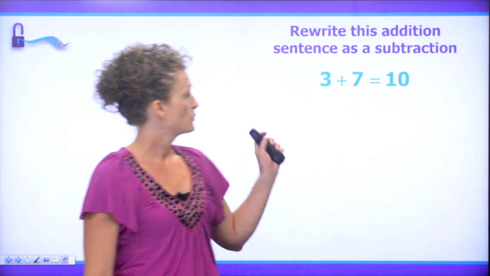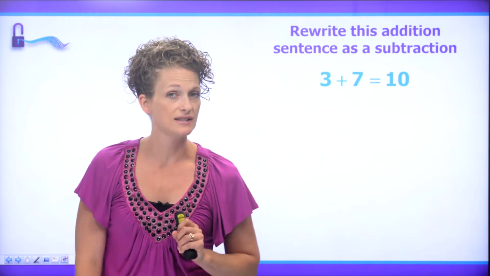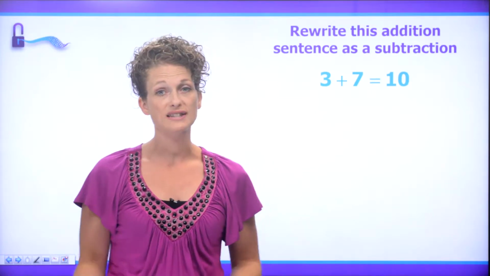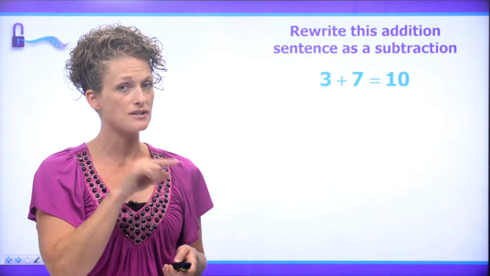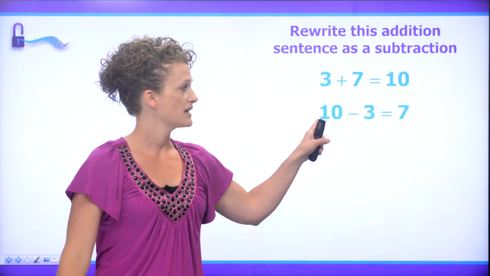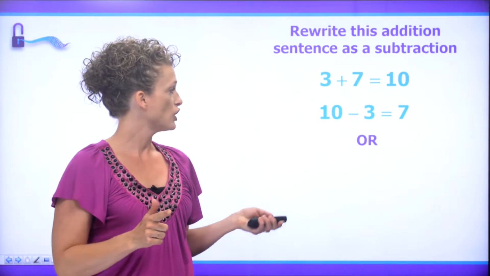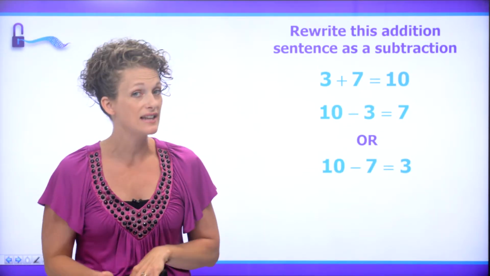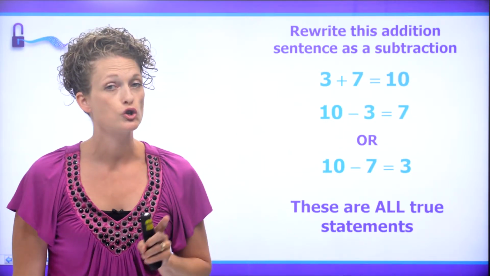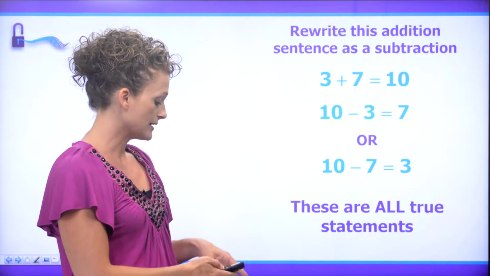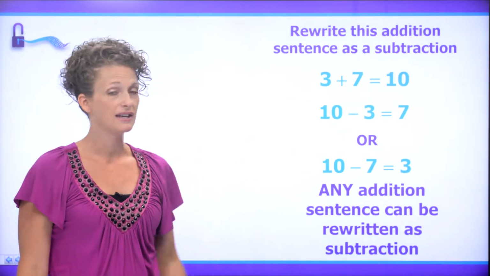So we're going to talk about some fact families, and we're going to rewrite this addition sentence as a subtraction. So 3 plus 7 equals 10. So let's go ahead and rewrite using only those numbers and a subtraction. If I take 10 minus 3, I end up with 7. Or I could also take 10 subtract 7, and I would end up with 3. Notice that all of these are true statements. And we can write any addition sentence and rewrite it as a subtraction.